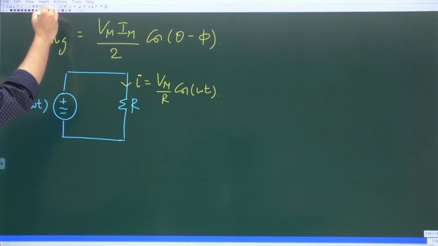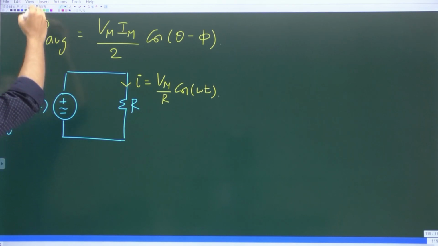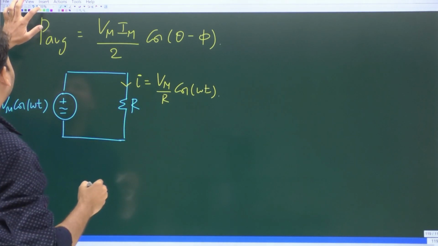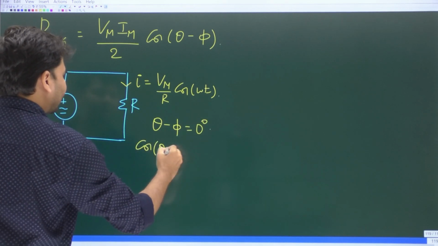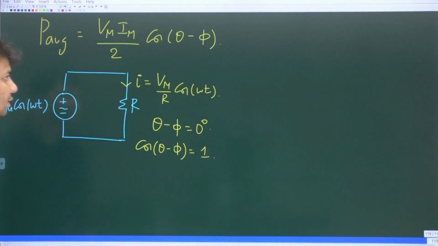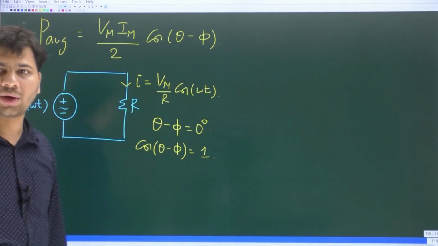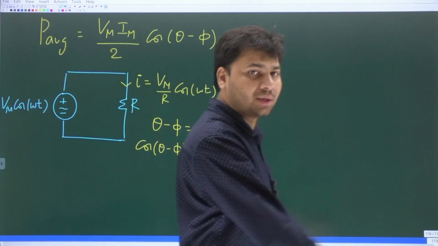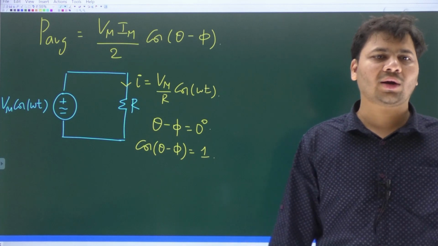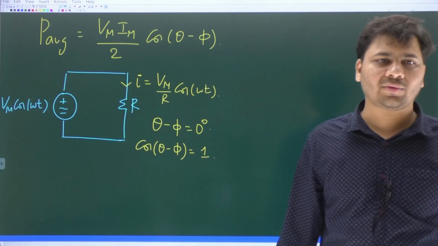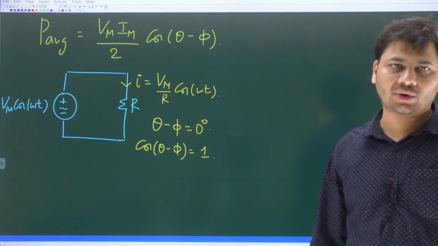For a resistor, voltage and current are always in phase. That means theta minus phi is 0 degrees, and cos of theta minus phi is 1. In this expression for power absorbed, we have cos of theta minus phi, where theta minus phi is the phase difference between the voltage and the current. For a resistor, the phase difference is 0, so cos 0 is 1.